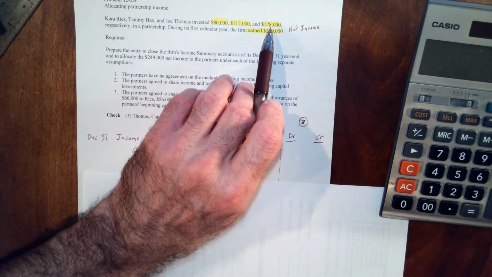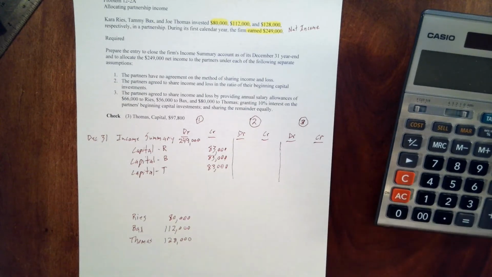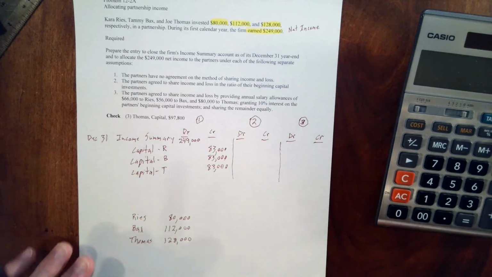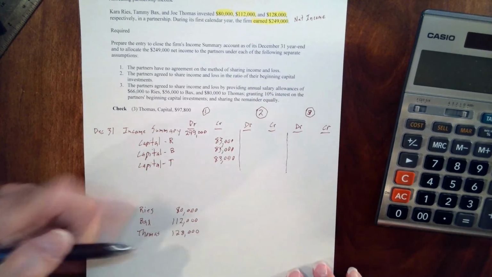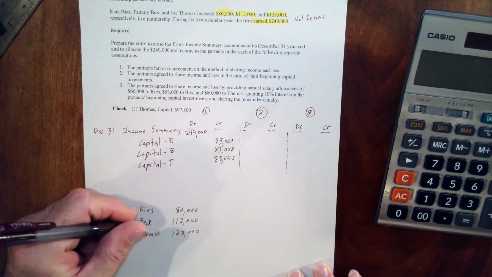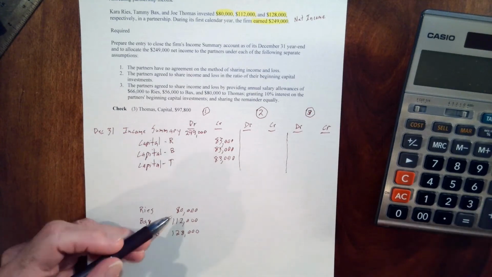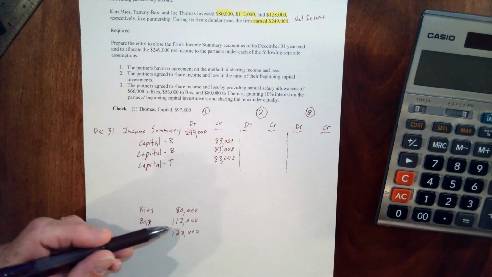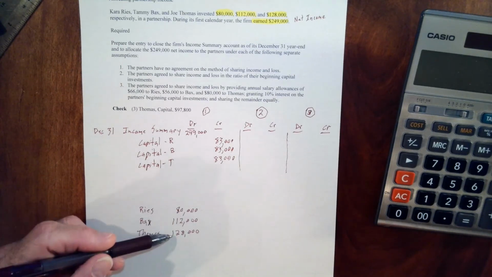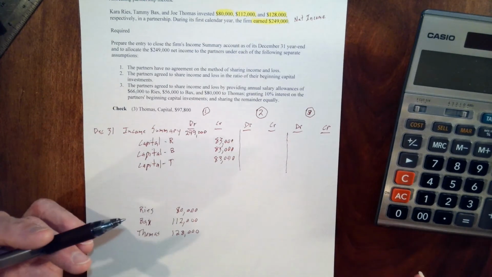80,000, 112, and 128. So I got down here already set up the beginning capital balances for Reese, Bax, and Thomas. And so I'm going to figure out what they come out to. What's the proportion of each of these? Here's how you do it. You have to take 80,000 divided by the total of all of this, and then the 112 divided by the total of all of this, and 128 divided by the total of all of this to figure out what percentage it is of the total.